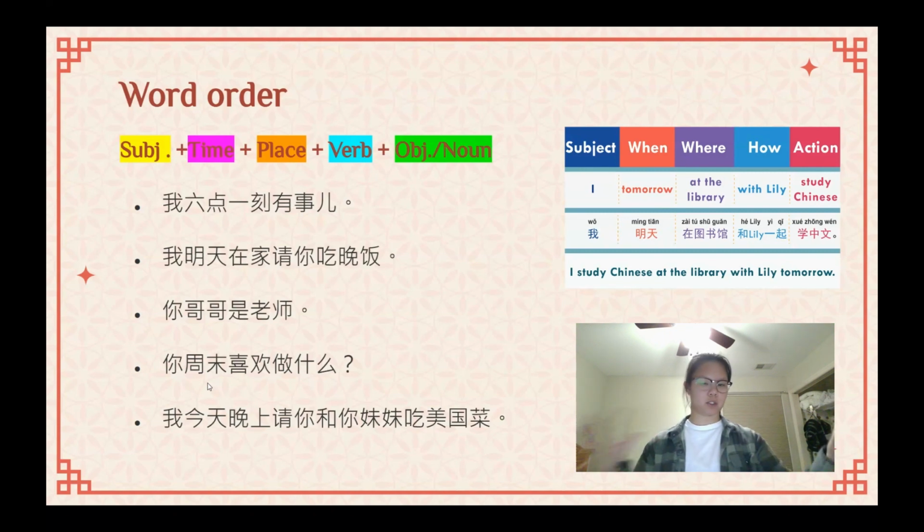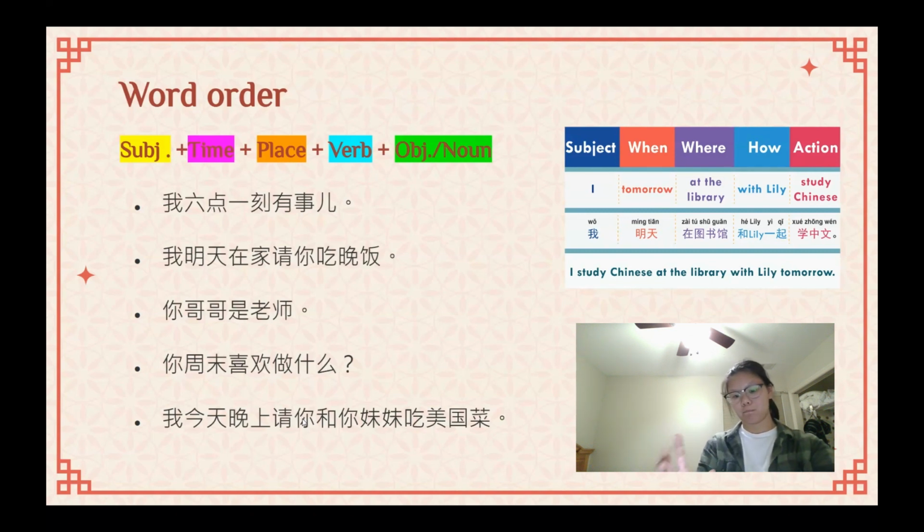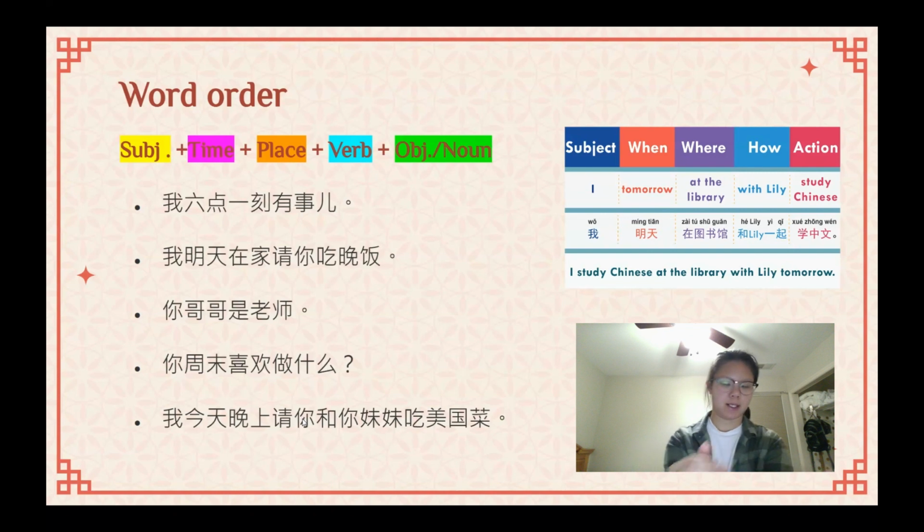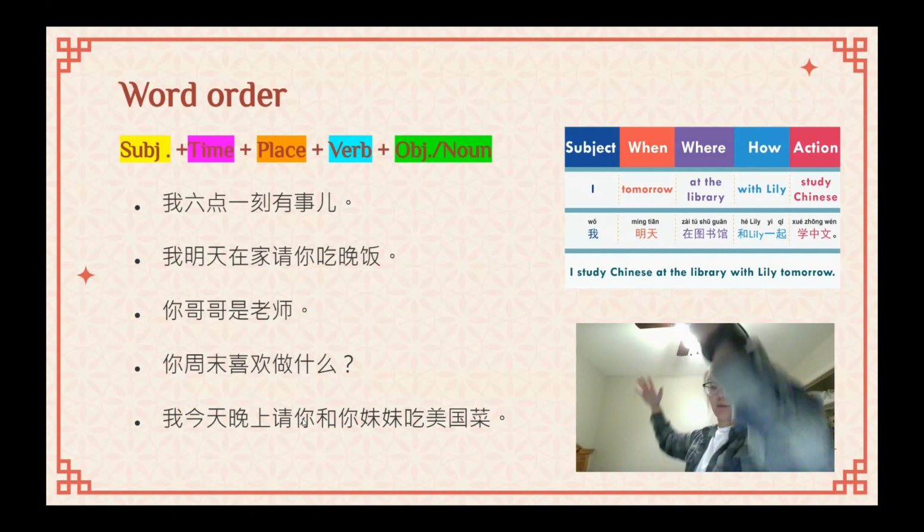Because you can have two different subjects, right? Second subject. 请 right here, 请 is that verb, and then you and your younger sister eat American food is like that verb phrase, completion verb phrase. It's a long verb phrase. But starting from 请 to the end of 菜 is that entire verb phrase. So it's very long and it might be confusing, but it is that verb phrase because it's inviting you to do something, right? Verb phrase is a verb object, that entire verb phrase.